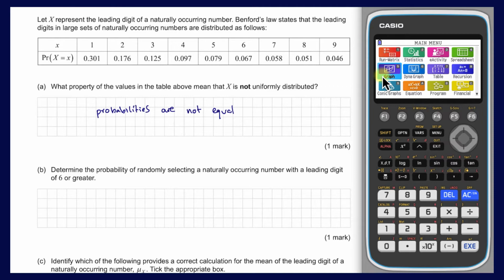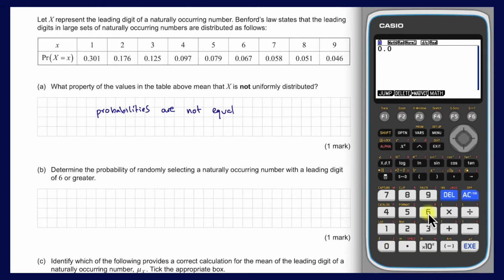Now part B asks us to determine the probability of a randomly selected naturally occurring number having a leading digit of 6 or greater. And that requires us to add together 4 probabilities, something that I'm going to do on my calculator. We can see that the answer is 0.222.